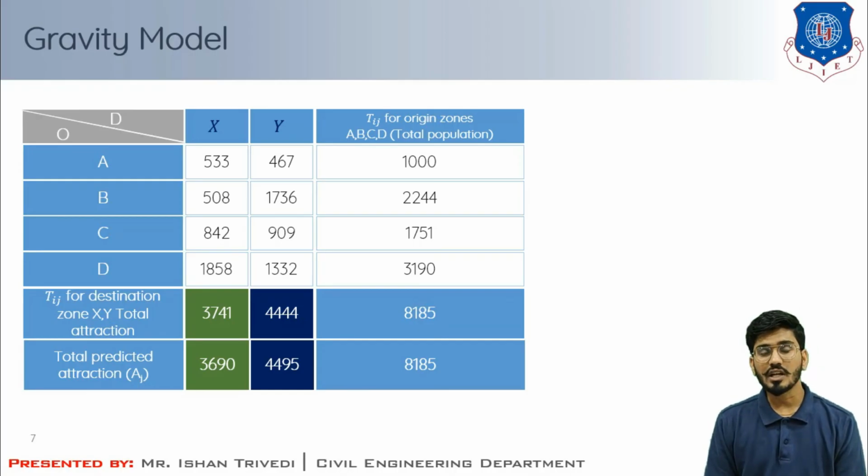But what was our desire, or what have we predicted so far? Our predicted AJ values are 3690 and 4495. If you compare these two values, we are very close to each other in X and Y zones. You can see what we computed in the second iteration is 3741, and what our desire was is 3690. So we are very close to those values.